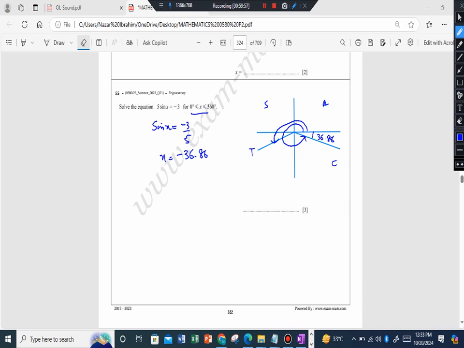So 180 plus 36.86. Since the angle is from here to this part, this is 180, two quadrants, and this is the base angle, 36.86. It is 216.86. So 216.86 is my first angle in the third quadrant, since the answer is negative. And the second angle will be, the whole is 360, so 360 minus 36.86. I'm getting the second angle, that is 323.14. Clear? Okay, let's move further.